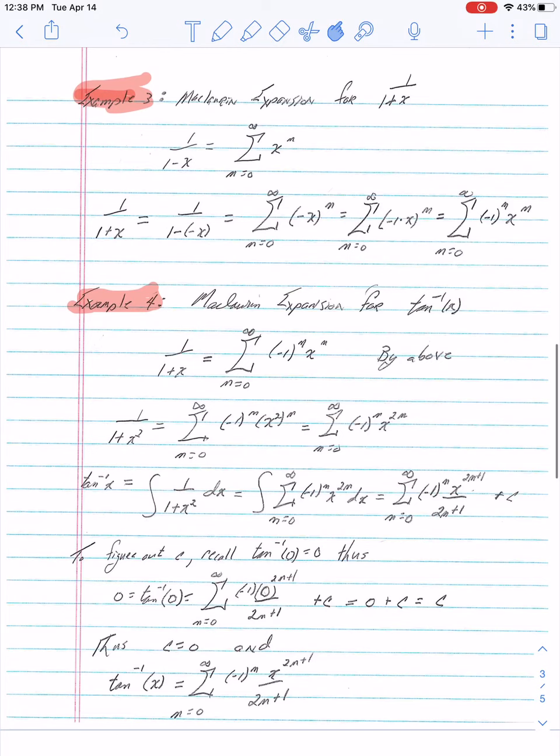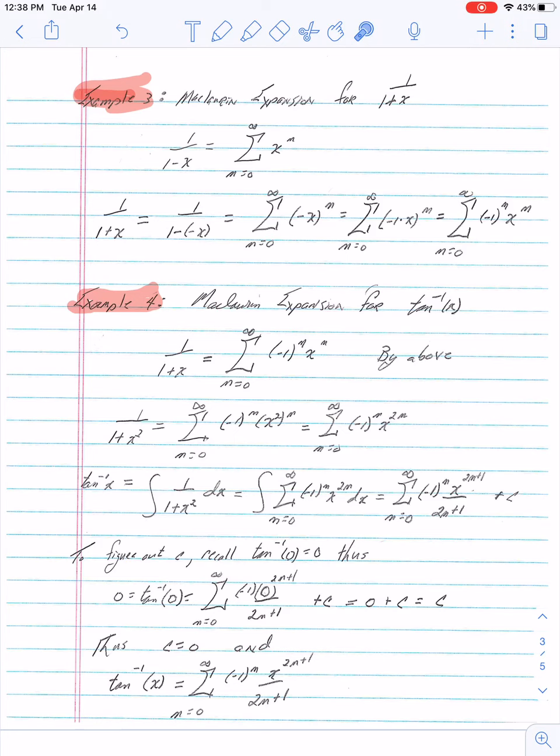All right, now let's look at the next example. Suppose I want the expansion for the arctangent of x. Well, I have to be a little smart. You should recall that the arctangent of x is the integral of 1 over 1 plus x squared dx. Yes? So that's what I'm going to use. But first, I have to get the expansion of 1 over 1 plus x squared.